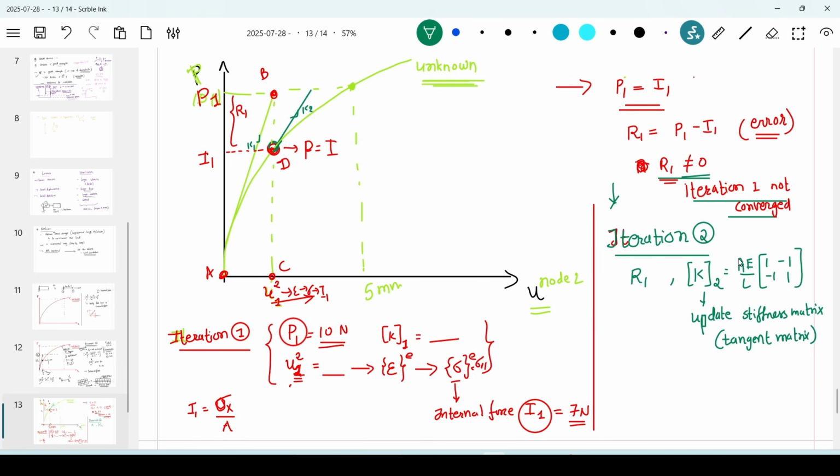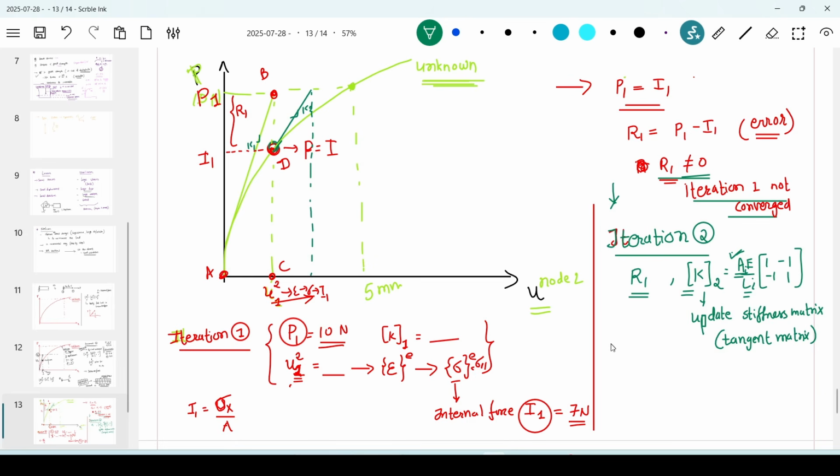Now A is known, in the new deformed configuration A and L are known, the new length and new area are known, E is not changing. Let's take only nonlinear geometry. E is not changing. Even if it is changing, we can update it here. So the new stiffness matrix AE by L is known from the instantaneous area and instantaneous length. So what I'm saying, R1 is known, K2 is known, this error is known. So u we can find easily from this, right?